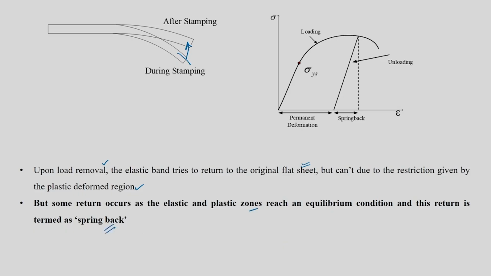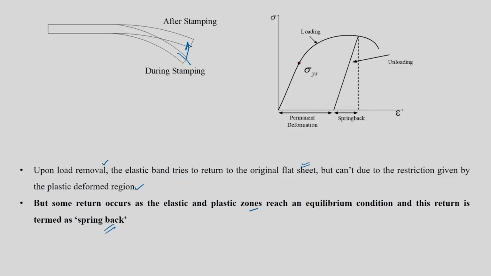So full recovery, full dimension change, is not possible because you have already given some partial plastic deformation to it, and that suppresses the release of the elastic part. But still some dimensional changes occur, which is what we call spring back. And if you want to represent it using a stress strain diagram, this we already discussed.